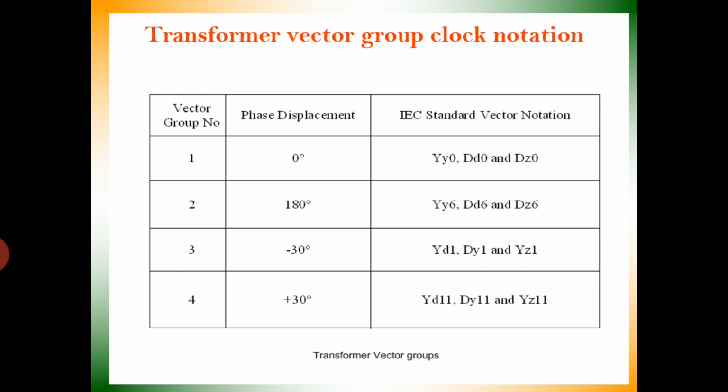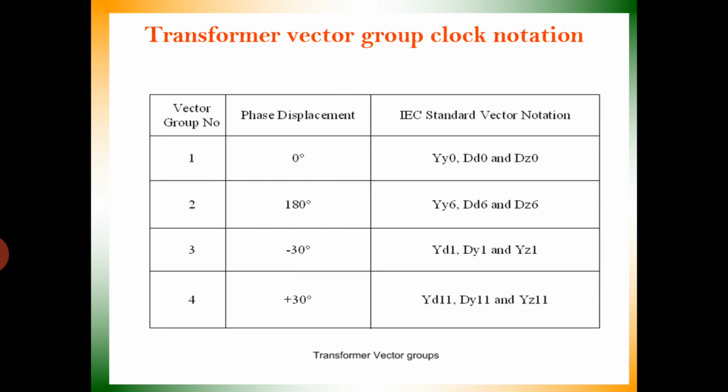Y capital means our high voltage winding is connected in star and low voltage winding is connected in delta, and 11 is the numerical value. That numerical value makes clear that there is a 30 degree phase displacement, but which 30 degree? Plus 30 degree phase displacement between low voltage and high voltage winding. In other words, it is also called the LV winding leads the HV at an angle of 30.